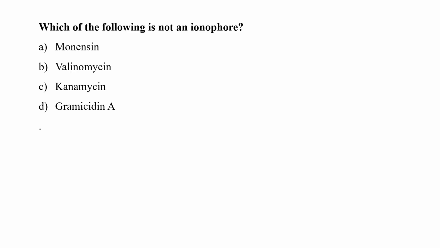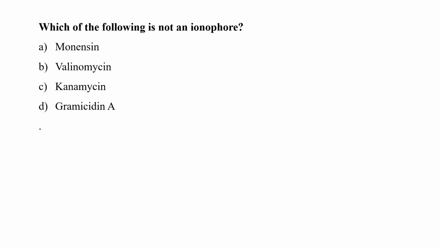Which of the following is not an ionophore? Before we solve this question, we should know what an ionophore is. Ionophores are a class of compounds that form a complex with a specific ion and facilitate its transport across the cell membrane. Now, four options are given: monensin, valinomycin, kanamycin, or gramicidin. We should know which one is not an example of an ionophore.